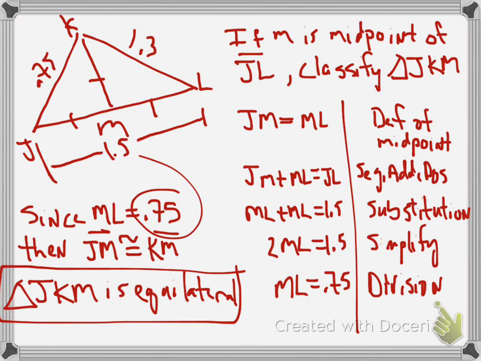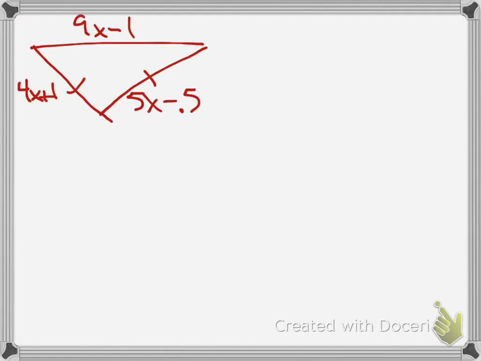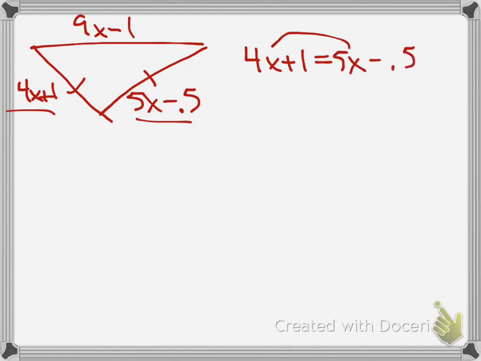What happens if we had an isosceles triangle? Let me give you one more example and then I'll be done. What would happen if you had something like this and they wanted you to find the length of the side or the x? There are so many different ways I can ask this question. First off, notice these two sides are congruent. So you set those two equal to each other. 4x plus 1 is equal to 5x minus 0.5. Variables to the left, numbers to the right. So I'm going to say minus 5x, and minus 1.